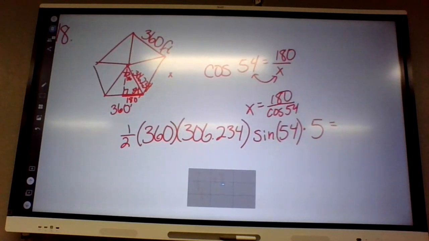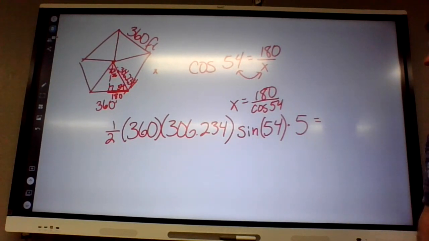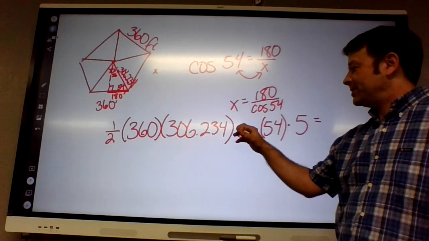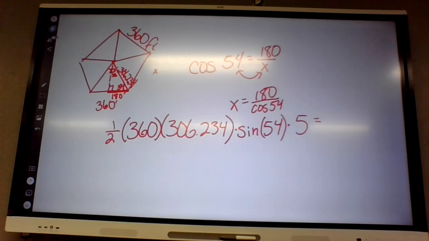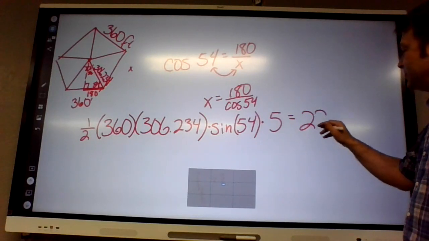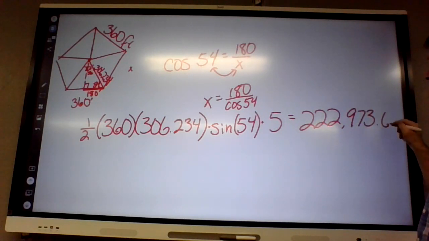Hold on, let Emily cook. There's a lot of buttons to push. You don't really need all of those parentheses. You could just hit times between them. It just is easier to read with the parentheses. Some calculators don't like it if you don't put a time symbol right there. I got 262291, but it should be 222 something. I got 2229773. Okay.